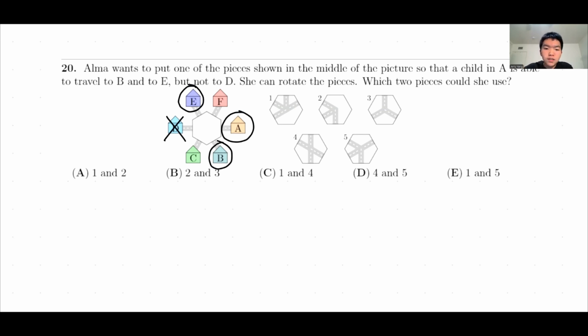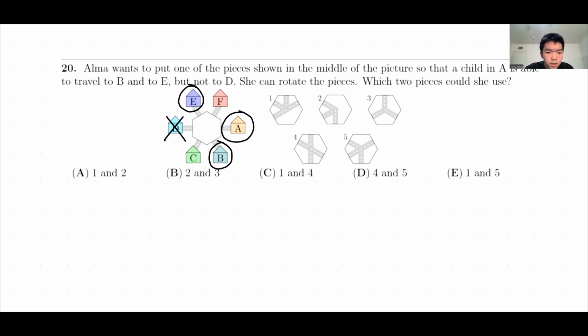Let's just start testing the pieces, I guess. So piece number 1 would, if we installed it, we would have to rotate it a little bit and it would look something like this. And yeah, that seems to work. From A, you can get to E, from A, you can get to B as well. So that actually does seem to work. So we know that 1 actually is a viable option.